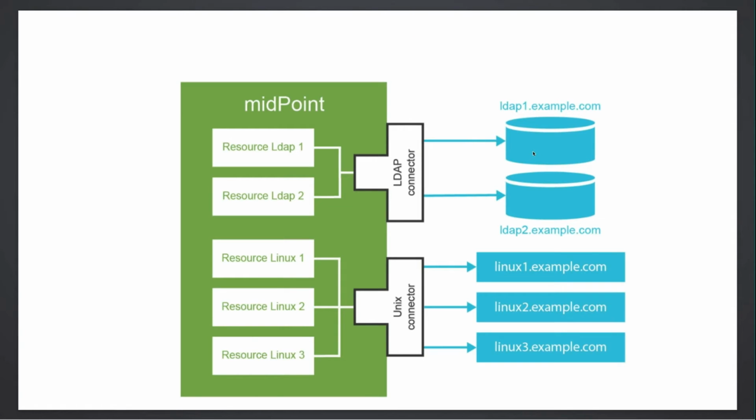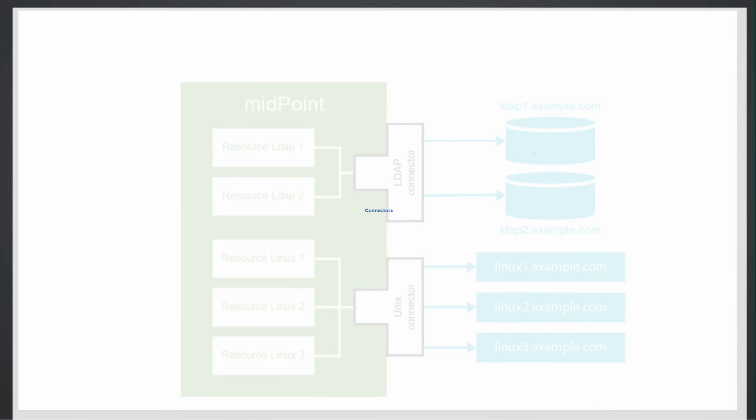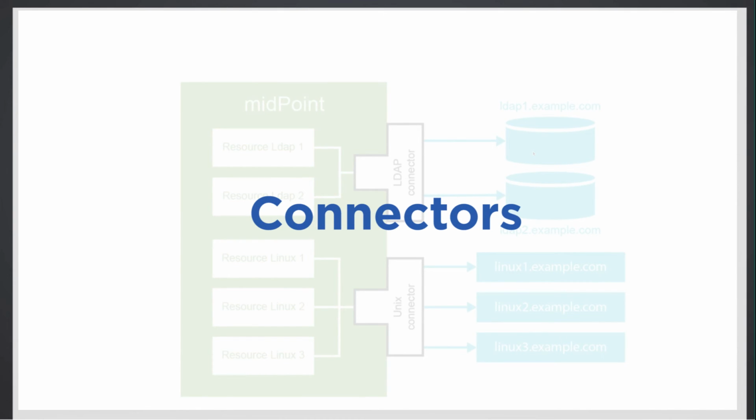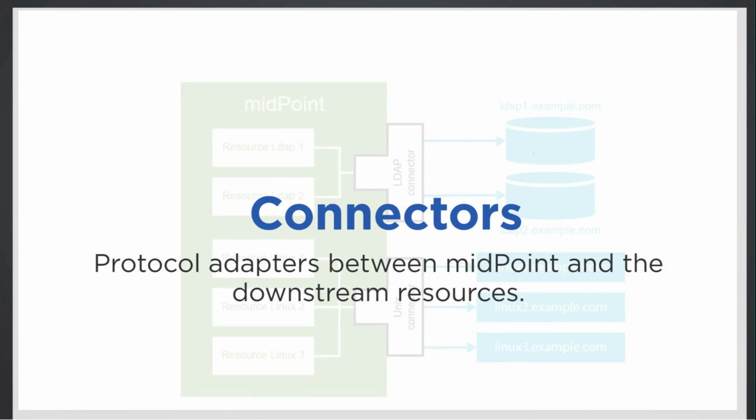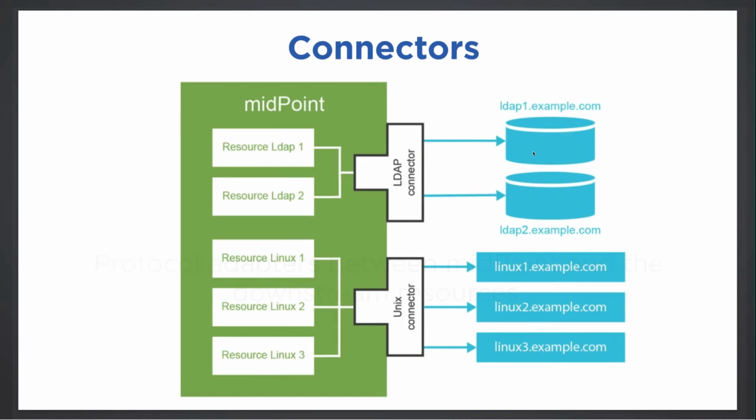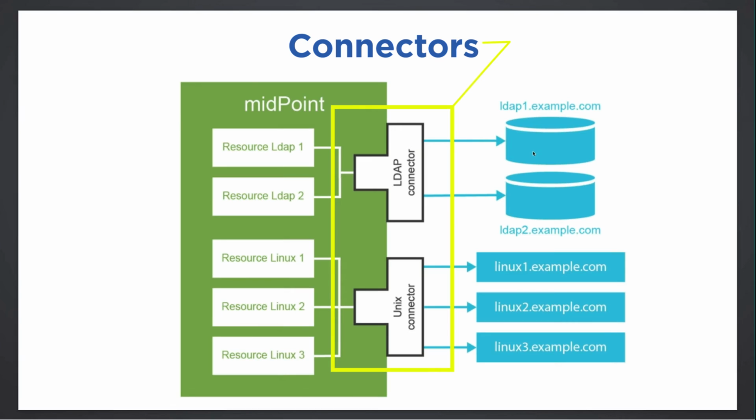Another important aspect of midPoint is the concept of a connector. A connector is a protocol adapter between the midPoint provisioning component and the downstream resource. Business rules do not belong inside of a connector. A connector is really just an SPI that gets implemented so that you can add, update, delete, and search objects that are in a resource. A single connector can be used across multiple resources.